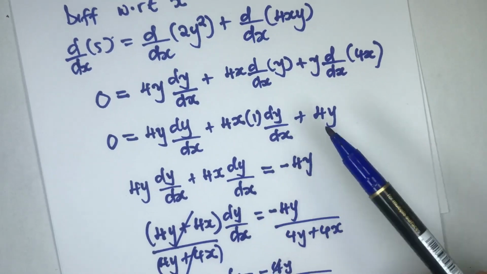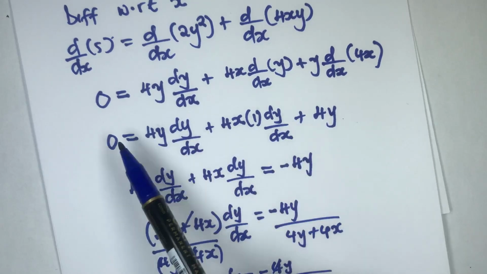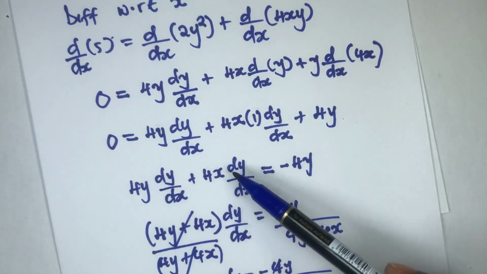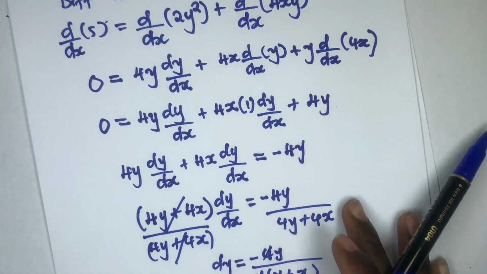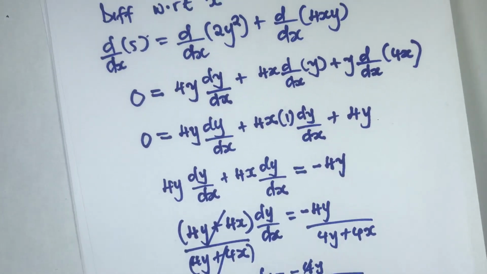Okay, so after that there, we took this positive 4 here, it crosses the equal sign, it becomes negative there, so then we just factor out dy/dx this side equal to this, then we divide both sides, and hence we have our final answer here. Okay, so let's now look at the next question here.